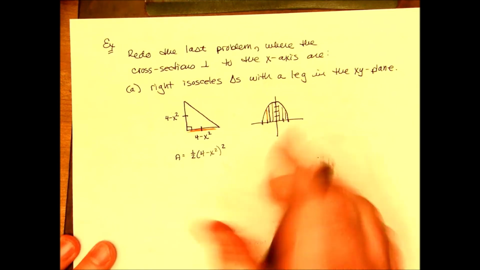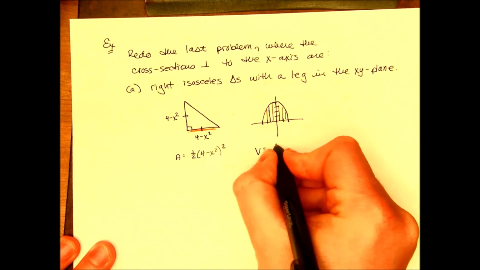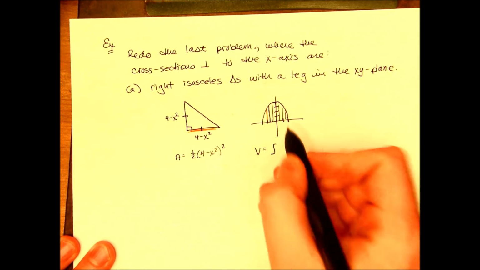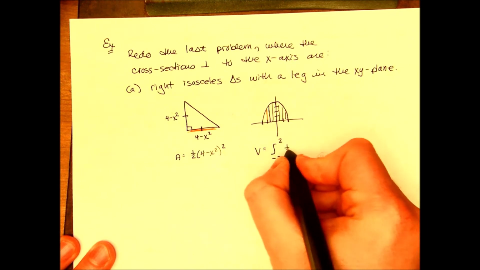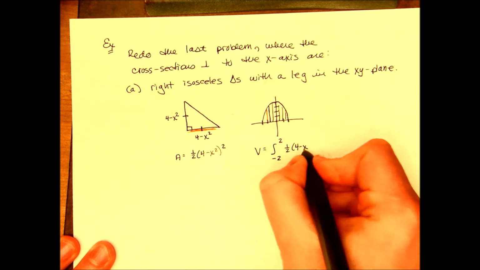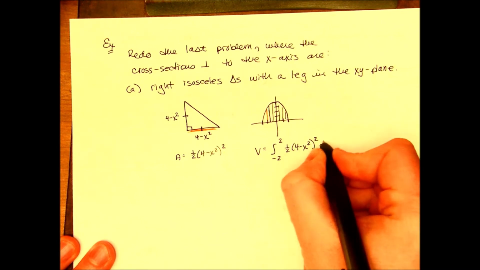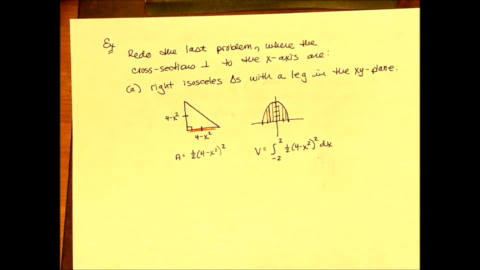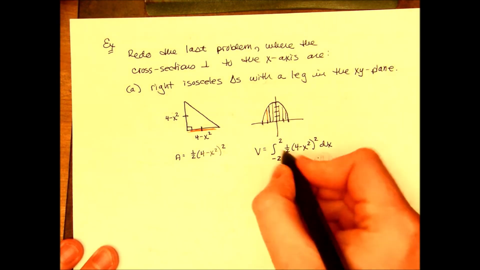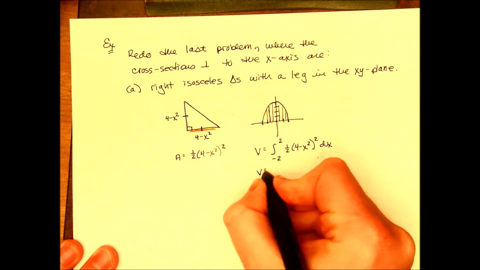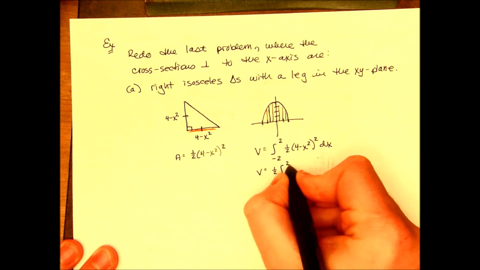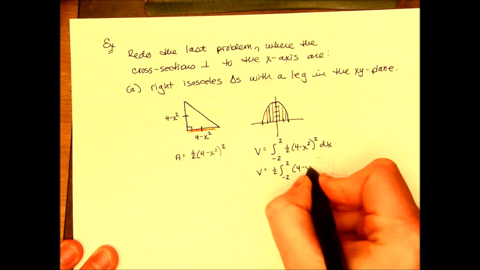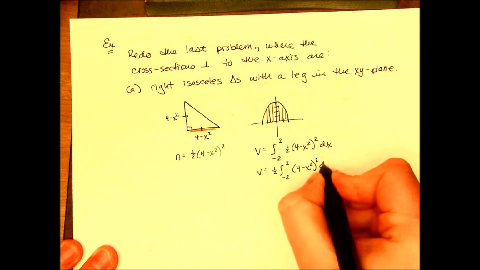Now to find the volume, I'm going to integrate over the x values in my region. I'm going to integrate from -2 to 2, 1/2 times 4 minus x squared squared dx. And I could go to the calculator at this point, but there's going to be an easier way to do this problem. I'm going to take that 1/2 and move it out front. And I'm going to say 1/2 times the integral from -2 to 2 of 4 minus x squared squared dx.